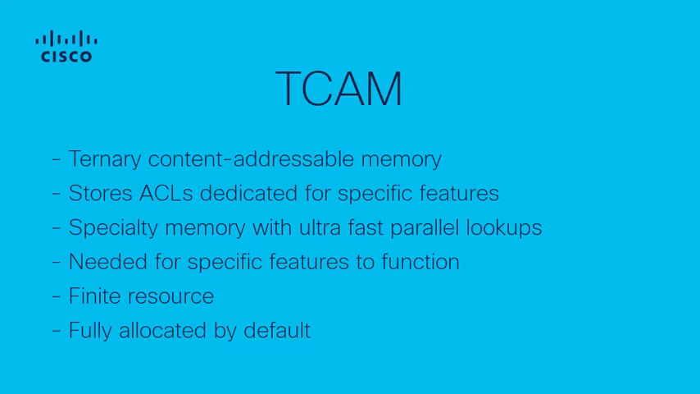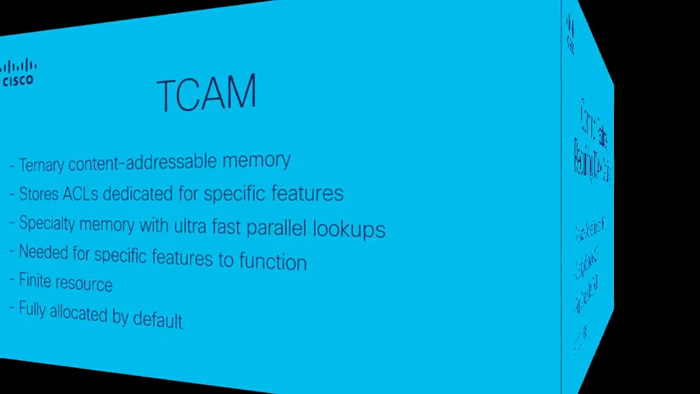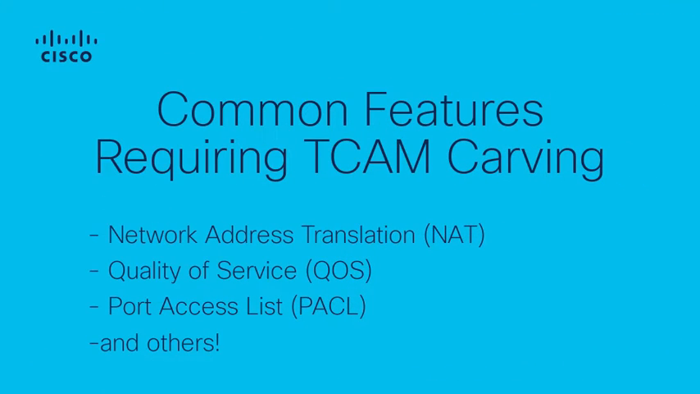TCAM, or Ternary Content Addressable Memory, is a portion of the memory located in the hardware of the switch. It is highly specialized and is dedicated to storing ACLs for specific features. It is also a finite resource, meaning there is a limited amount of this memory, and it is fully allocated by default. But there are some switch features which require dedicated TCAM space but do not have space allocated to them by default. If you require one of these features, then you will need to reallocate or carve TCAM space.